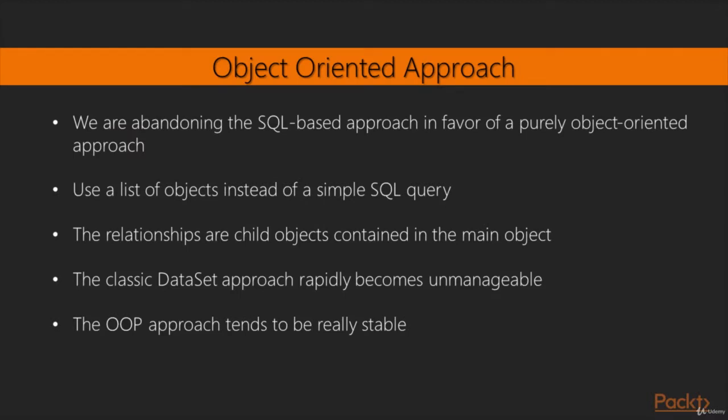What we want to do in this video is to create a simple but complete FireMonkey application that handles a sort of MD relationship. Usually this kind of thing involves the use of some databases. In this case, however, we are abandoning the SQL-based approach that uses two or more datasets in favor of a purely object-oriented approach. In other words, you will use a list of objects instead of a simple SQL query, and the relationships are child objects contained in the main object, not another query.